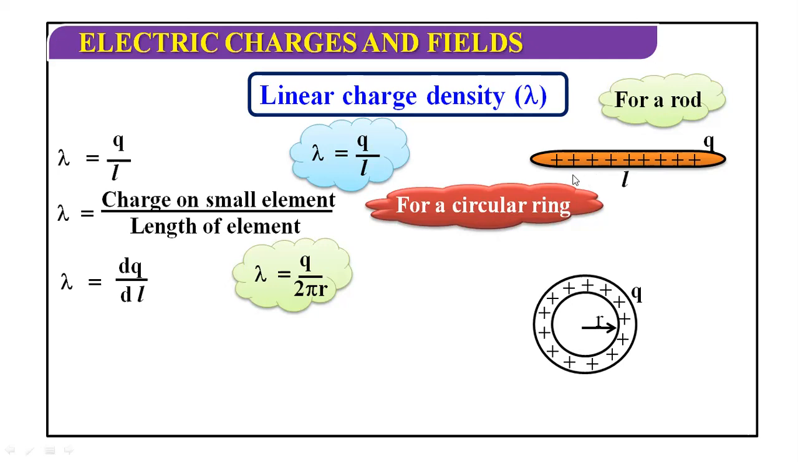Similarly, all the dl, if you start from any end, dl, dl, dl, they are added, and finally they will give the total length L. So lambda is equal to charge on a small element over length of the element. So lambda is equal to dq upon dl. This formula is very important, and in numericals it will help us a lot.